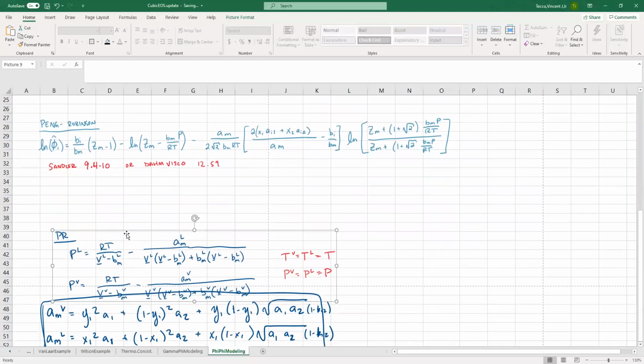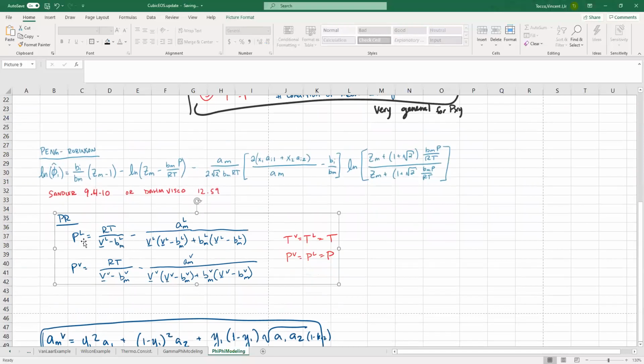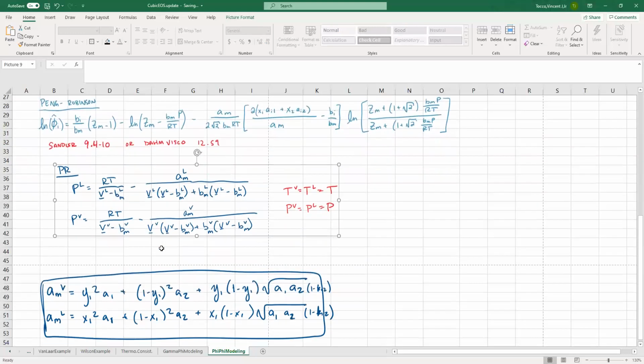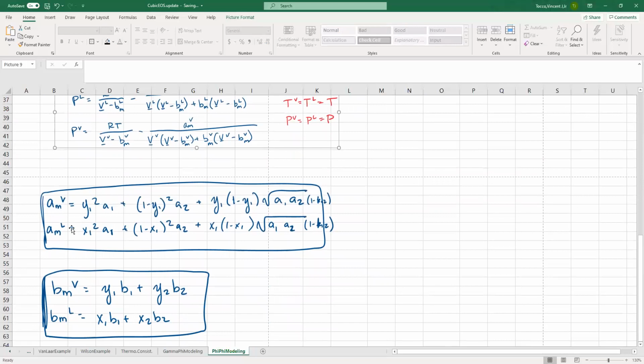And then by the Peng-Robinson equation, again, this is just the Peng-Robinson equation for each one of the phases, so we'll have to calculate what PL and PV are, and we'll set these two things equal to each other. So same equation, just with a different subscript every time for liquid and vapor phases. And then these are the expressions for the mixture Peng-Robinson parameters.